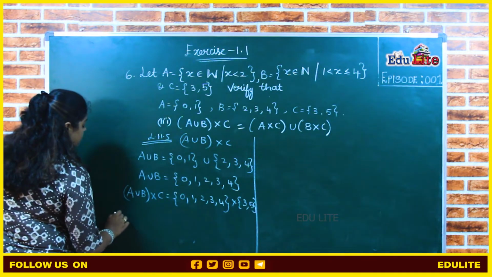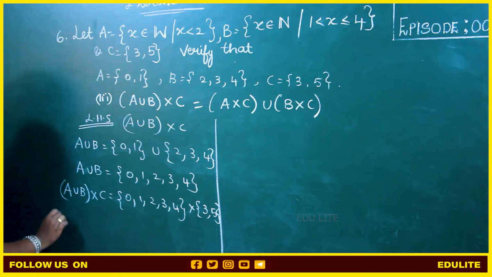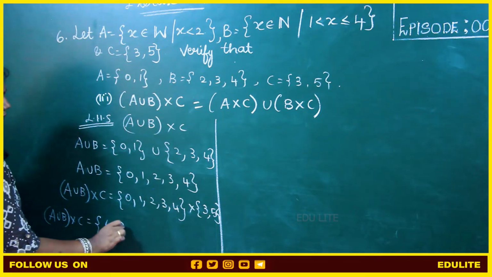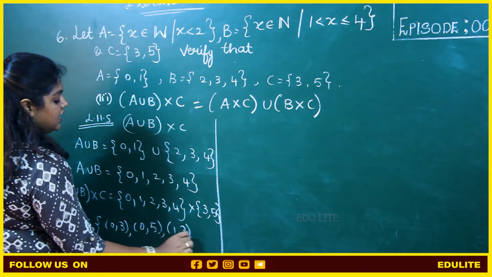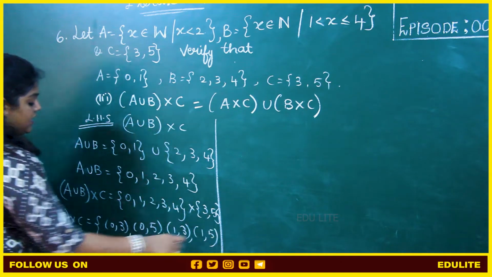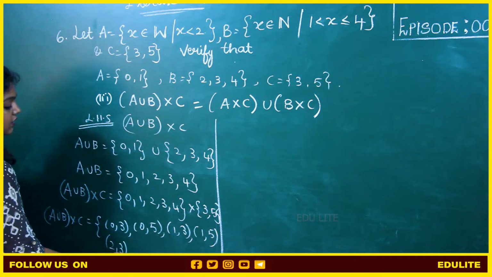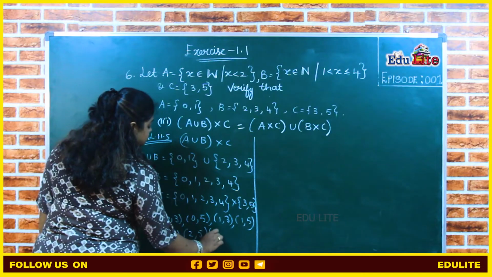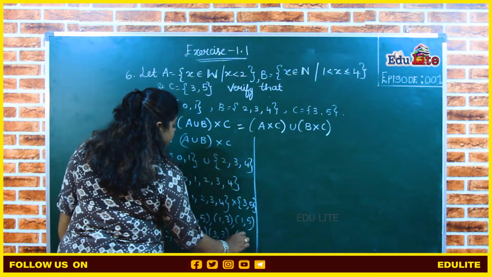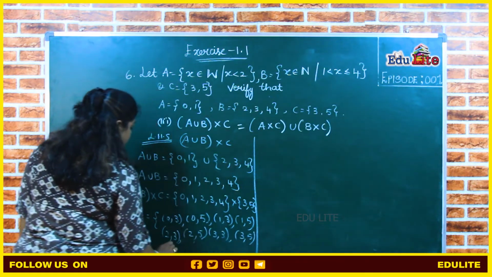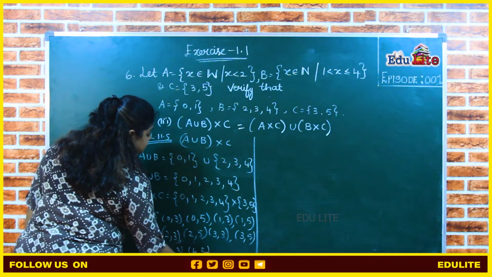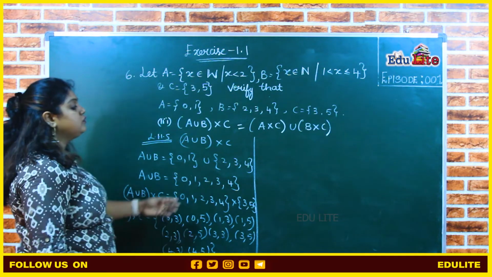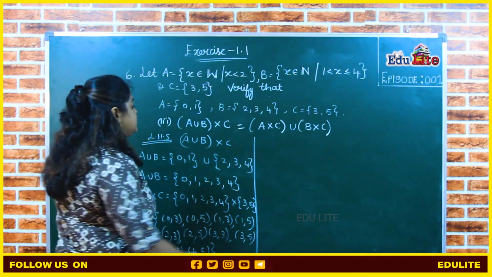So we will write the set of all ordered pairs of (A union B) cross C, which is equal to (0, 3), (0, 5). Next (1, 3), (1, 5). Next (2, 3), (2, 5). (3, 3), (3, 5). (4, 3), (4, 5). So the left hand side we got in such a way. We have to check whether the right hand side is also the same.